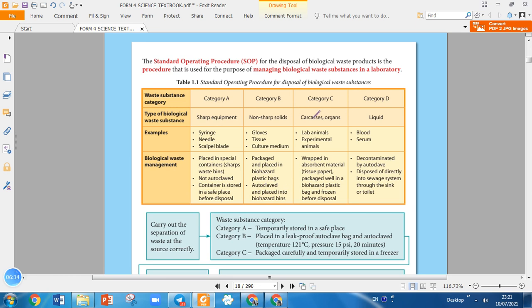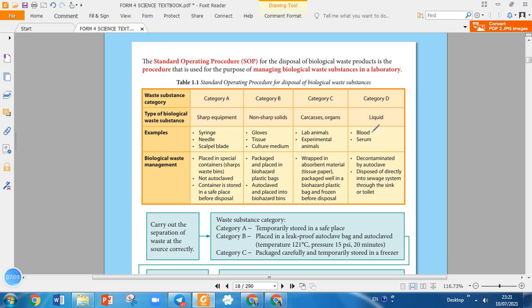Category C, we have carcasses and organs. Examples are lab animals and experimental animals after they have been dissected. You can wrap those waste substances in absorbent material, for example tissue paper, package them well in a biohazard plastic bag, and freeze them before disposal. We have to freeze these lab animals so that they will not produce a bad smell, because they're dead already.